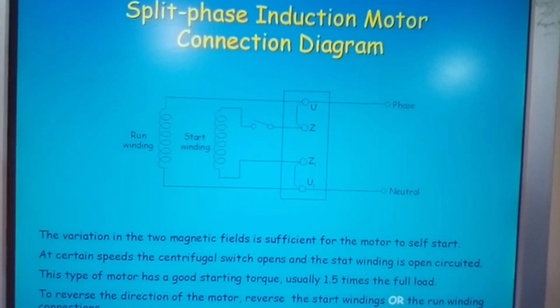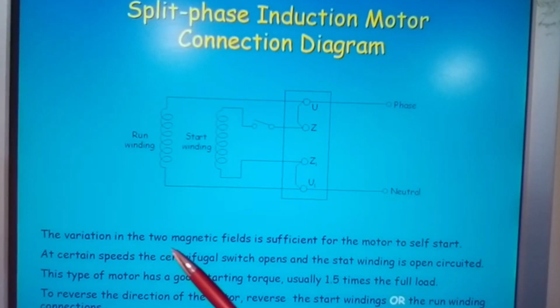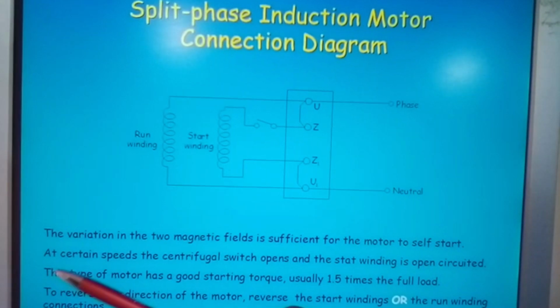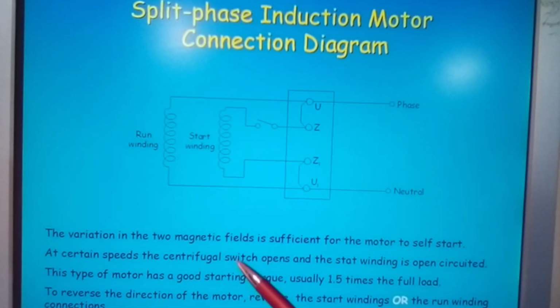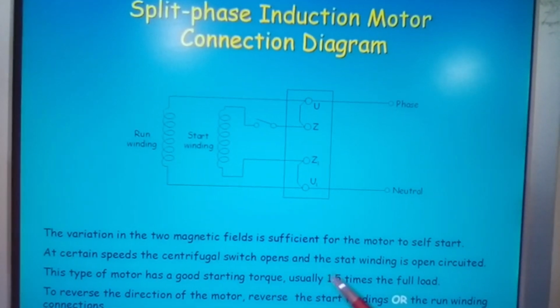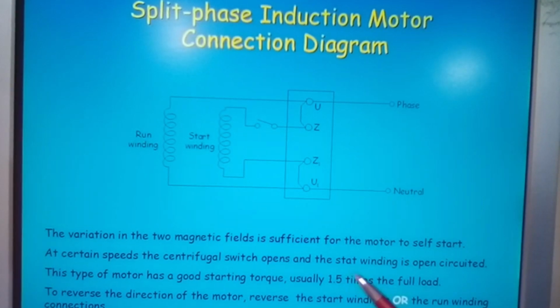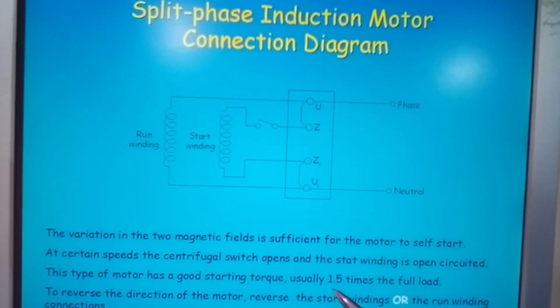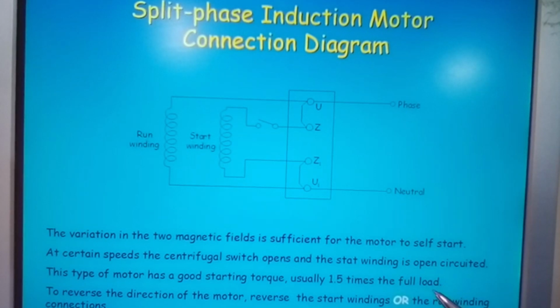Now, the variation in the two magnetic fields is sufficient for the motor to self-start. At certain speeds, the centrifugal switch opens and the start winding is open circuited. This type of motor has a good starting torque, usually 1.5 times the full load.